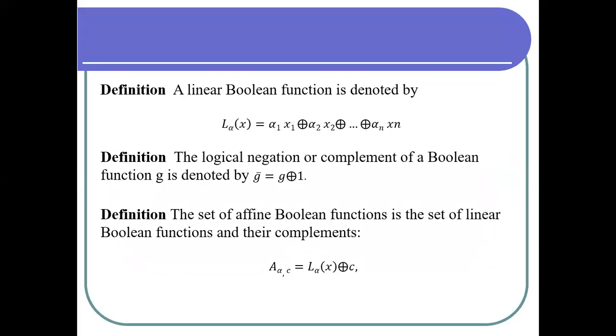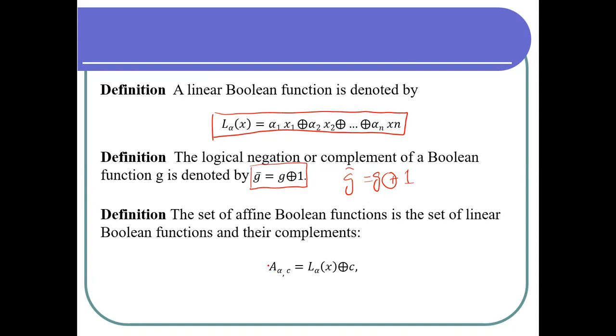So let me start with the first definition, linear Boolean functions. A Boolean function which can be represented by an expression like this one, we call a linear Boolean function. And the negation or complement of a Boolean function is represented by this expression. So G bar is G XOR 1. This represents the negation or complementation of a Boolean function.